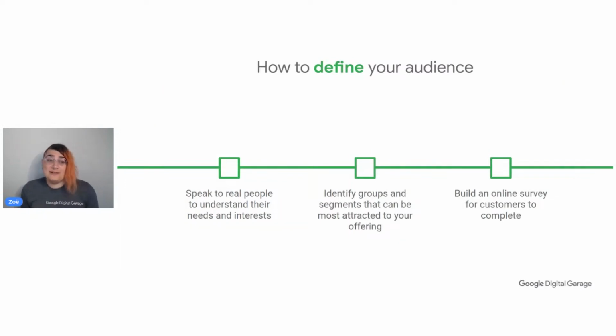There are different ways that we can define our audience. Number one is we can speak to people. If you have a physical business, if you have a business where you actually get to see your customers and talk to your customers, you can talk to them and understand their interests, understand what they need, what they're interested in. You can identify the groups that are most interested in your offering.